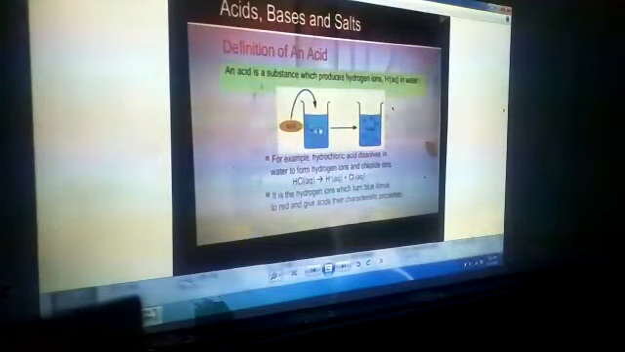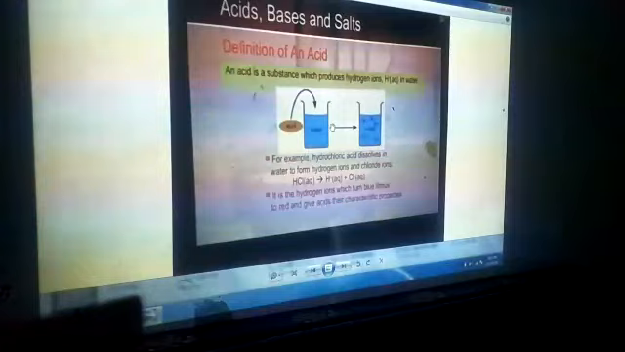You are seeing this glassware in which water is filled. When we put some drops or some quantity of acid in this tumbler, and we observe the water, a number of hydrogen ions are produced. Hydrogen ions are produced by acid.